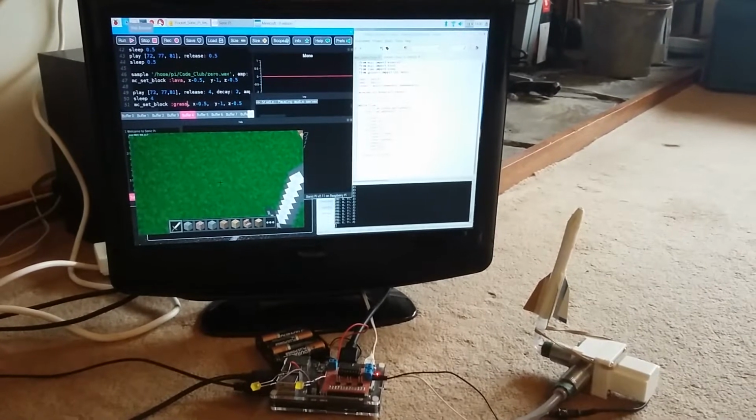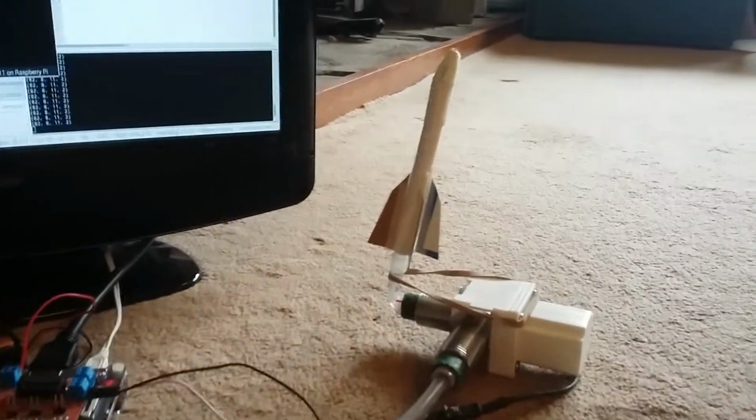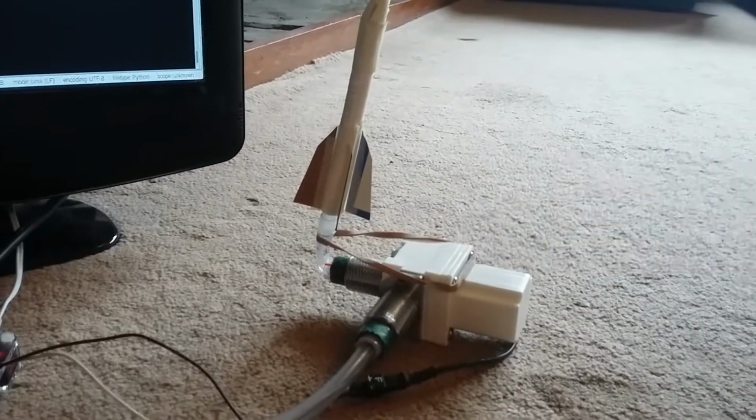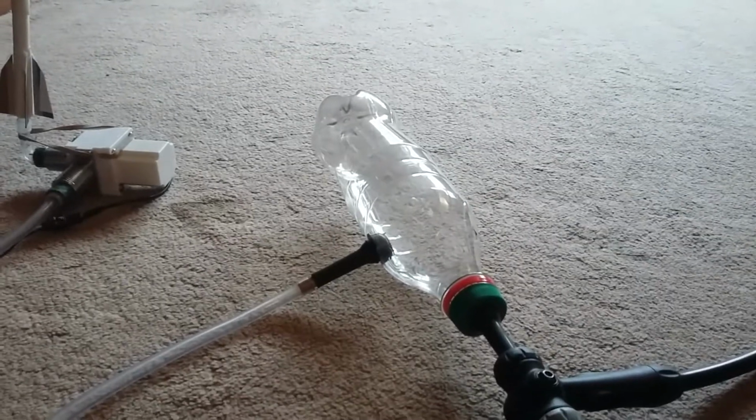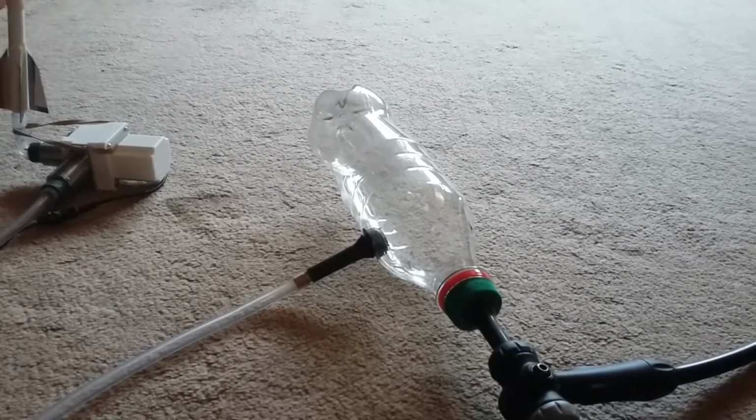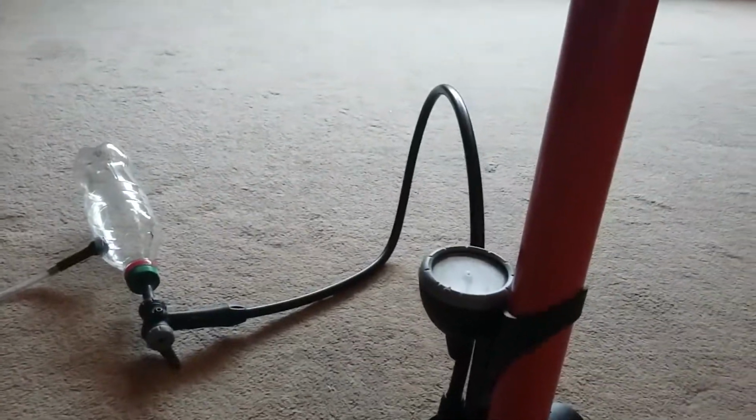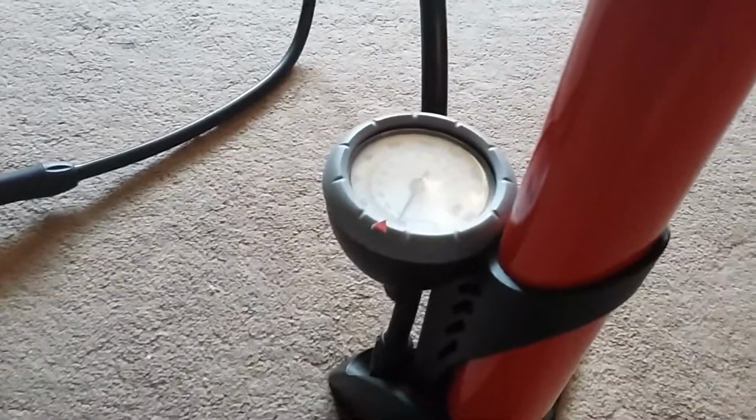Let me try and explain what I have here. I have a paper rocket sitting on a small tube attached to a solenoid, to which is attached another tube and attached to an empty drinks bottle, into which are two car tyre valves, and one end is attached to a cycle pump, which we will pump up to about 10 psi.